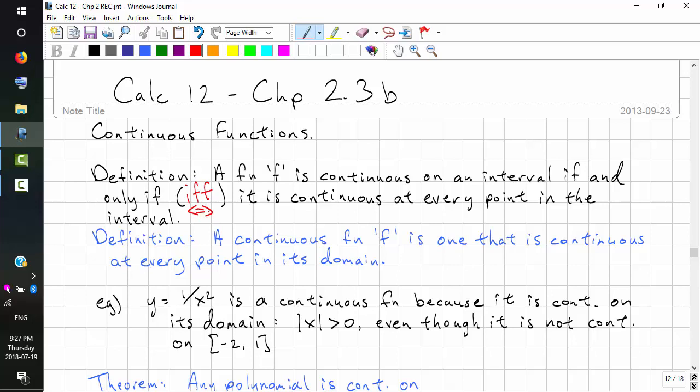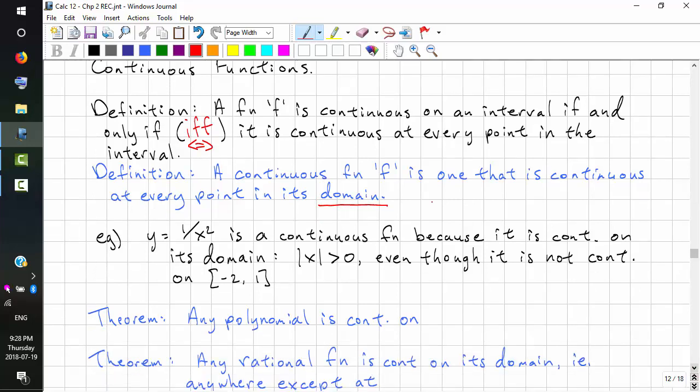A continuous function f is one that is continuous at every point in its domain. Its domain, that's the important part. It doesn't imply that it's continuous on all reals, it's only continuous on its domain. For example, y equals 1 over x squared is a continuous function because it is continuous on its domain. The domain is absolute value of x is greater than 0, even though it's not continuous on this interval.